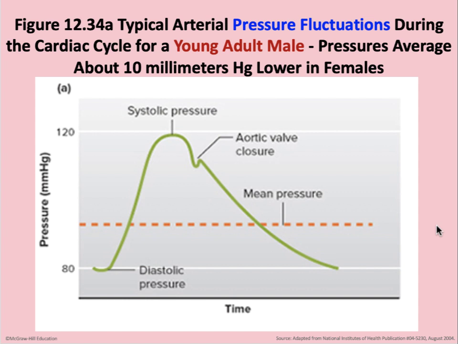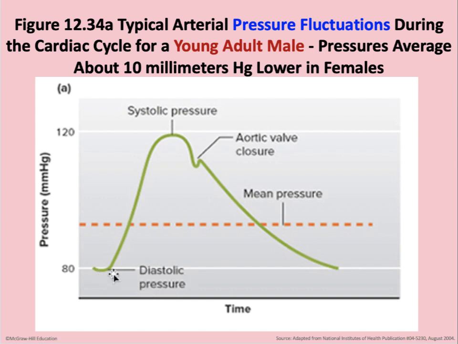For most of the length of arteries from the heart, one can measure pressure fluctuations because of the activity of the cardiac cycle. This figure here is for a young adult male, and the pressures average out to be 10 millimeters of mercury higher than in females. Regardless, the profile is the same for males and females. The bottom axis is time, and the y-axis again is pressure, going from 0 to about 140.